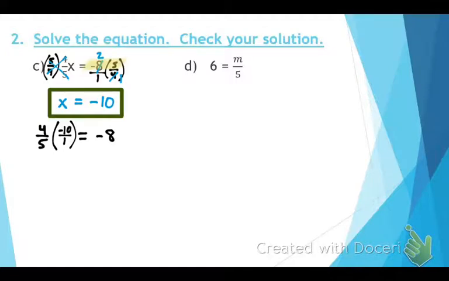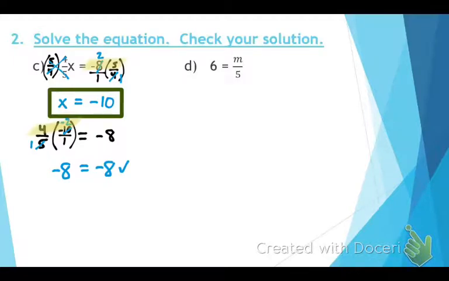Kaylin, can I cross-reduce anything? The 10 and the 5. What do they become? The 10 becomes a 2 and the 5 becomes a 1. Okay, so this would still be a -2. Yeah. And then it would be -8. Very good. 8 equals -8. -8 does equal -8, so it does check out.